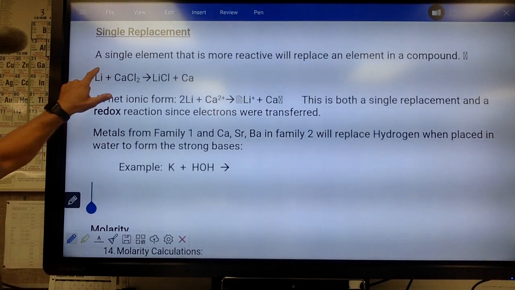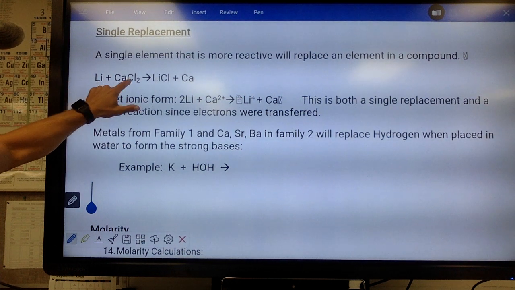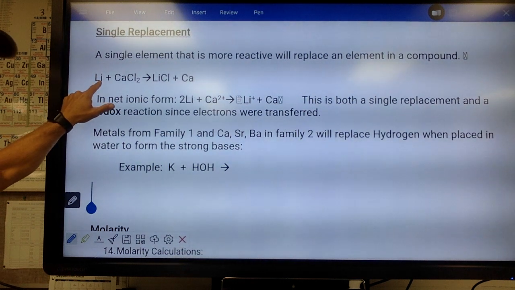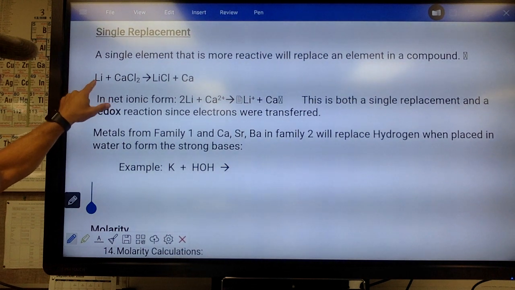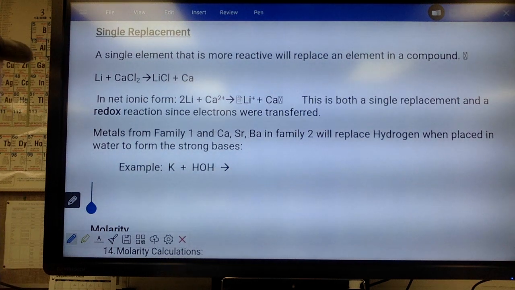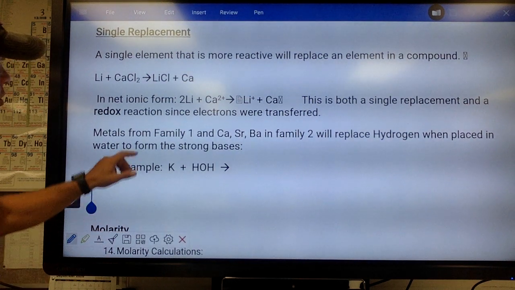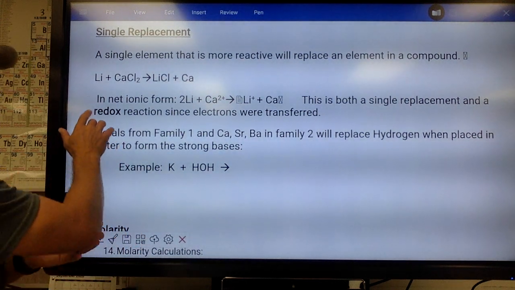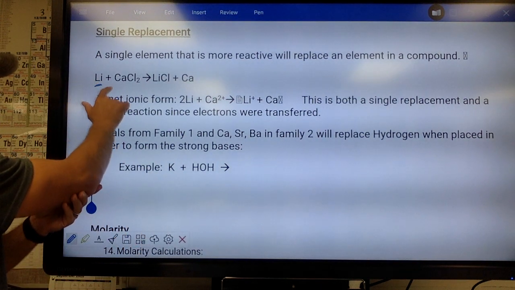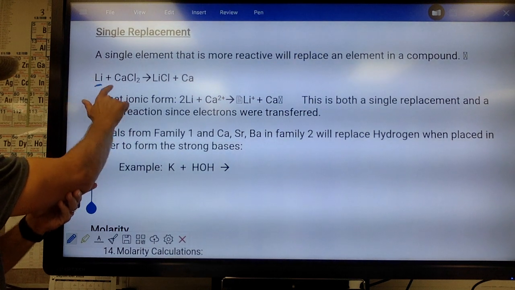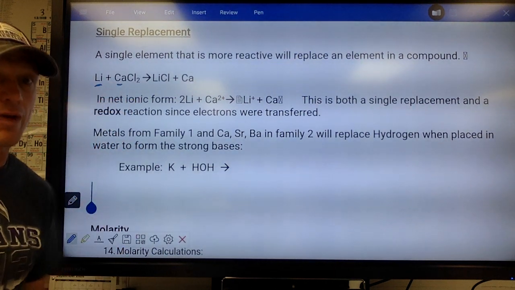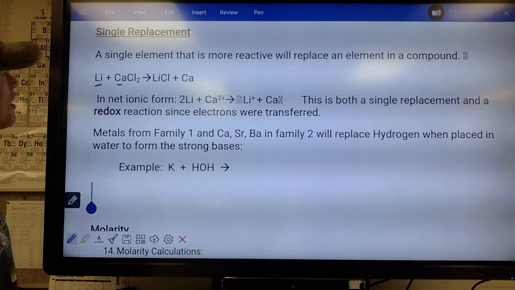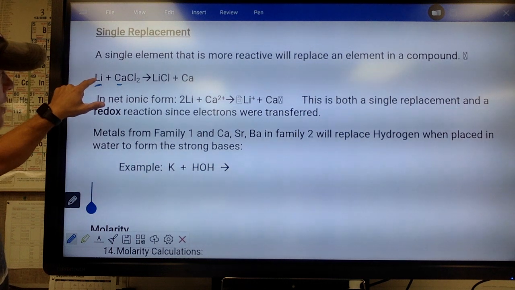So remember, it's always an element and a compound. This is in solution. This is a solid. So a solid in solution right there. It'll always produce something in solution plus another solid. If you think about it, this element by itself has to be more reactive than the element it's trying to replace. So remember, metals replace metals. Lithium has to be more reactive than calcium in order to replace it, and lithium is more reactive than calcium.